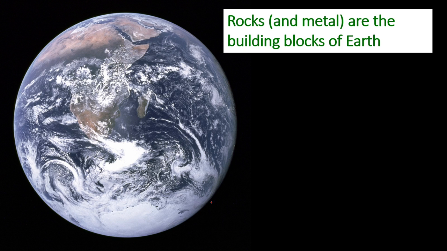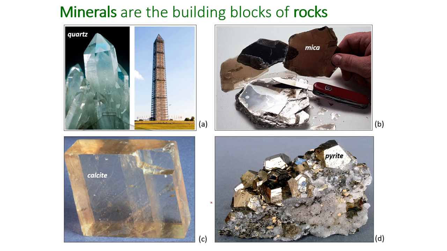So rocks and metal are the building blocks of Earth. Earth is made out of 2/3 rock, 1/3 metal, and the minerals are the building blocks of rocks. So we're going to study minerals next time. But what are those minerals made out of? Well, they're made out of atoms. So we're going to talk a lot about the atoms and bonds today. Minerals are the building blocks of rocks. All rocks are made of minerals. They're built up out of conglomerations of different minerals.